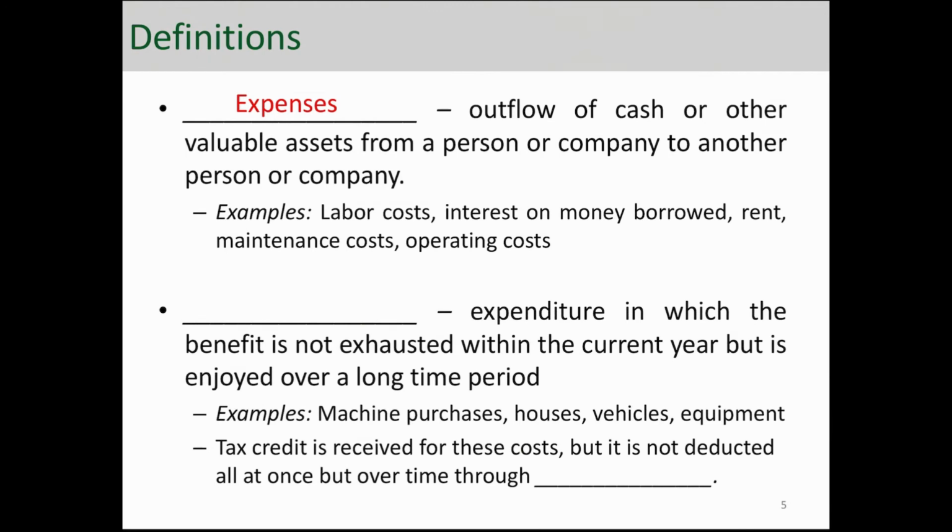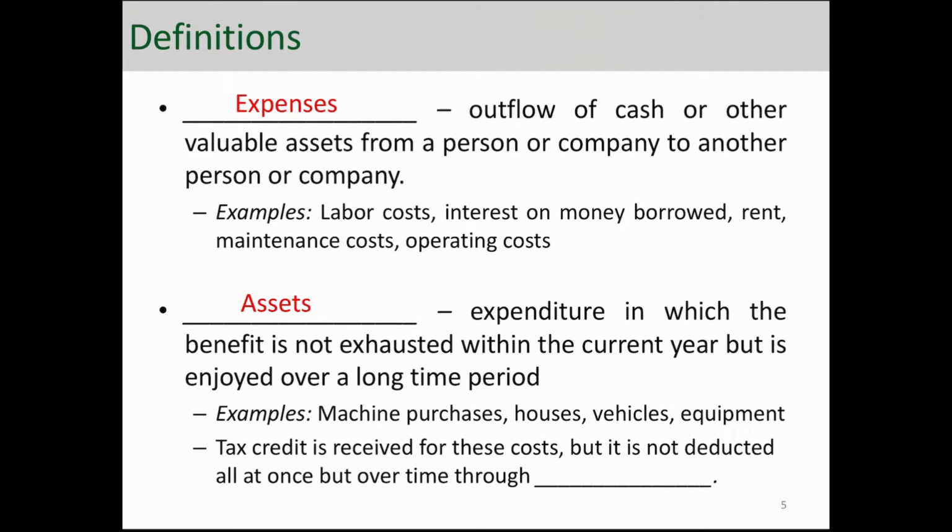And then we have assets. Assets are expenditure in which the benefit is not exhausted within the current year, but is enjoyed over a long period of time. So assets in simple words is the machine purchases, houses, vehicles, equipments, anything that you buy for your business. That is called an asset. An asset, unlike expenses, you don't use them within a year or so. You're going to use them over time and benefit from them.